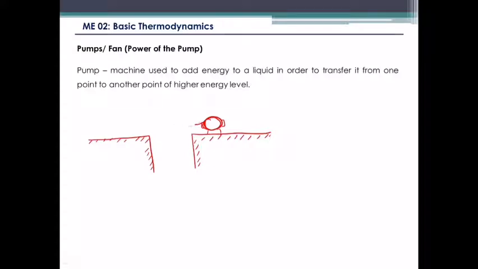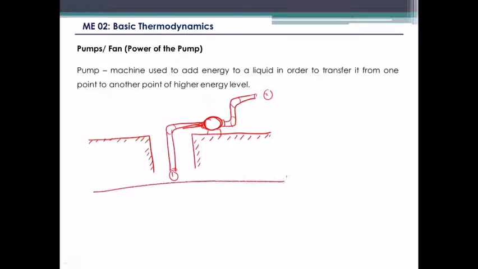With a pipe. Of course, we must have a pipe. So, it transfers liquid from a lower energy level to a higher energy level. At point 1, this is our suction line, and here is our discharge line, point 2.